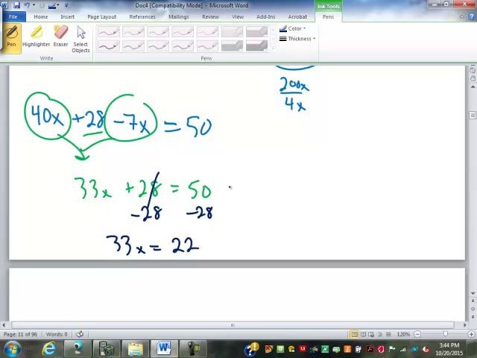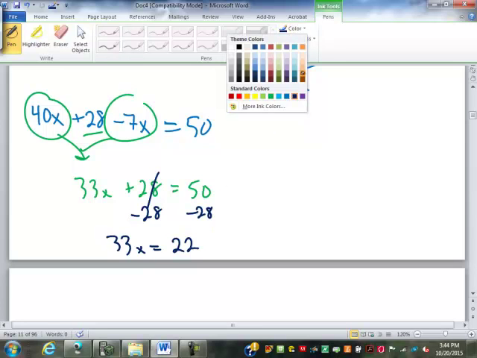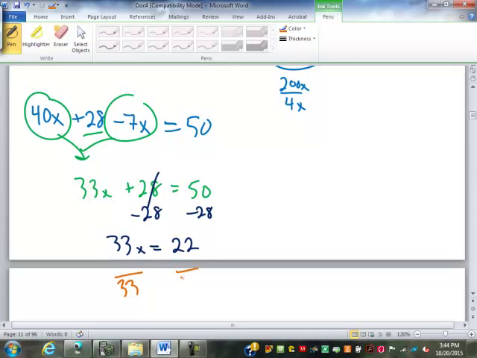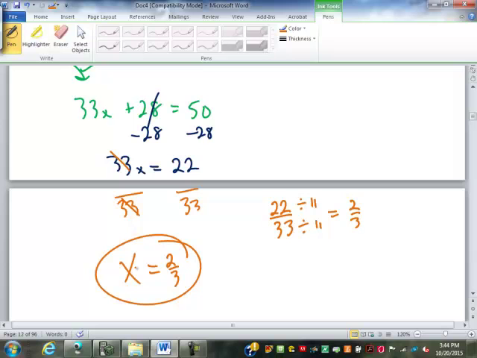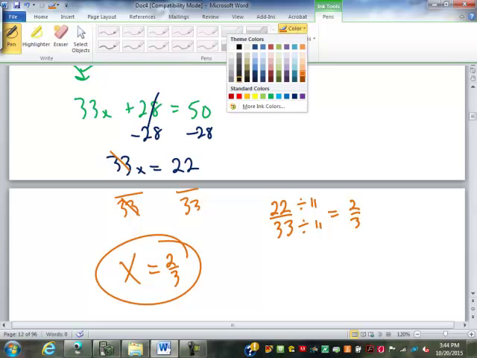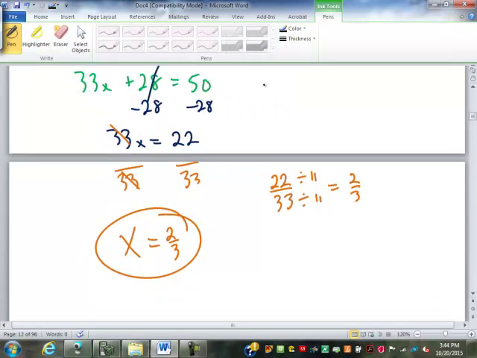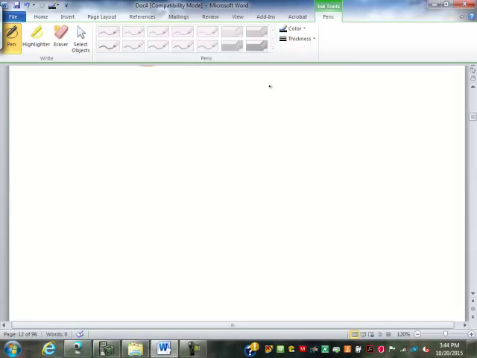33x equals 22. And then divide by 33. X equals, if you divided 22 by 33, you'd get 0.666666. So it's best to leave it as 22 over 33 and reduce. Both of those can be reduced by 11. Give you 2/3. X equals 2/3. How many of you had 2/3 for that one? Nobody. Okay. So maybe we'll try another one of those. That might be my cue. We need a little more work on that one.